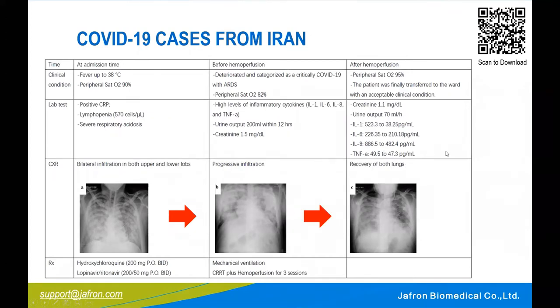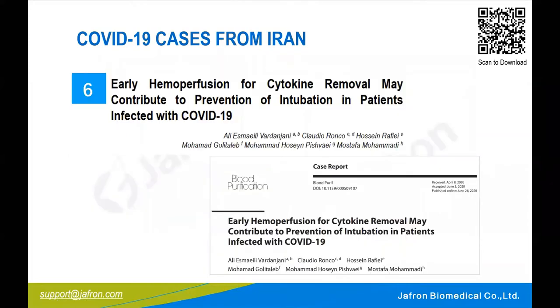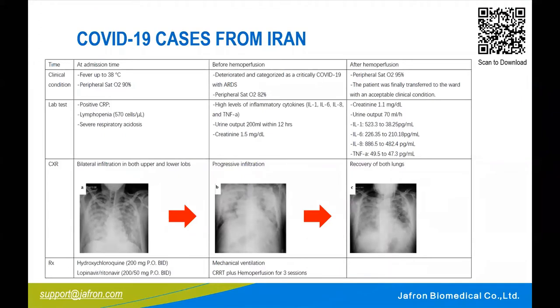At this time, the doctor conducted CRT plus hemoperfusion for this patient. We can see the final line showing the situation after the hemoperfusion. The oxygen situation is greatly improved compared with before the treatment, the renal function improved, the cytokine level was reduced, and we can see much clearer lung pictures. The patient was finally transferred to the general ward out of the ICU. This is very good evidence from a case report of COVID-19 experience.